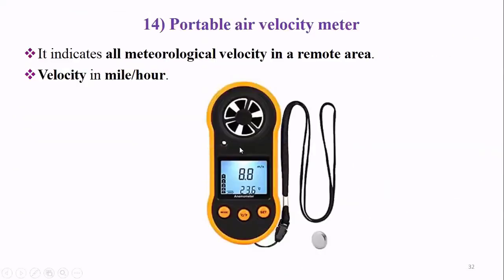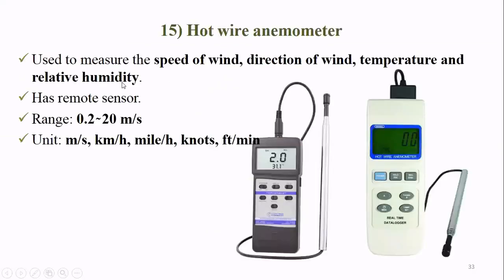That's not needed. Then the portable air velocity meter. From the name of the instrument, you can see it's portable. Portable means we can carry it. You can go with this instrument to your field. The portable air velocity meter is used to measure the velocity of air, in miles per hour. Then the hot wire anemometer is used to measure the speed of wind.